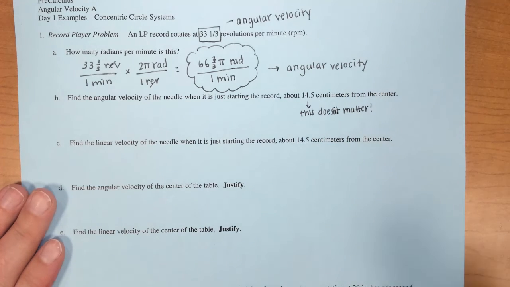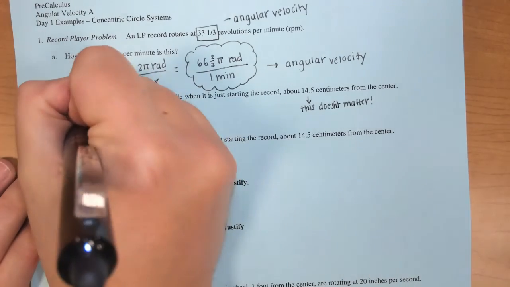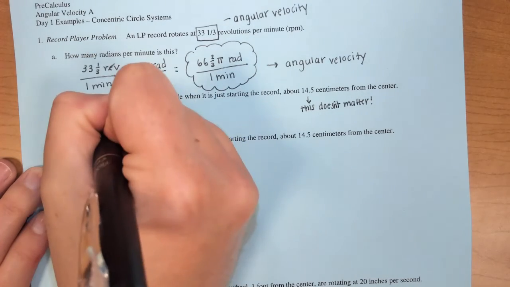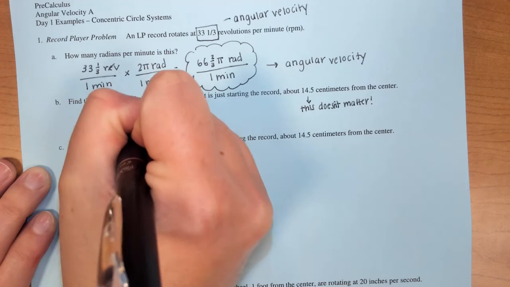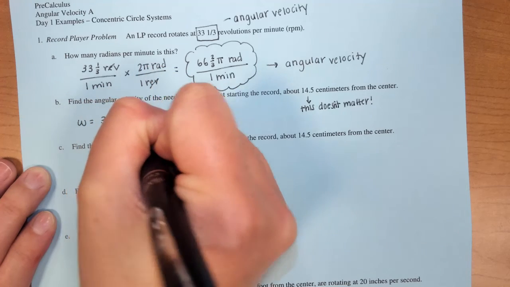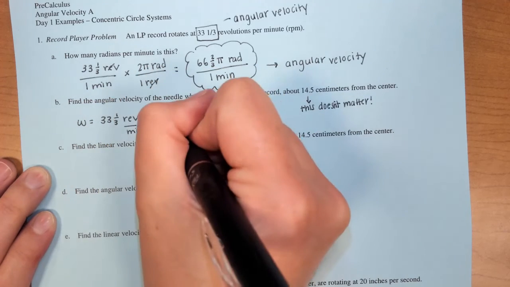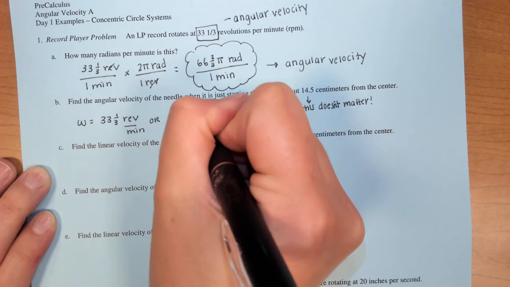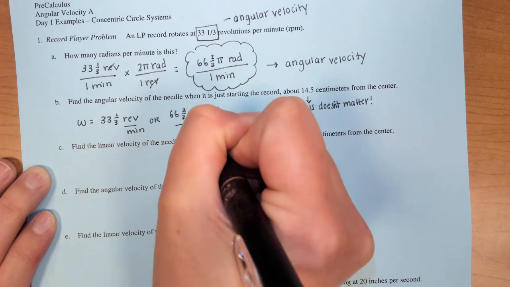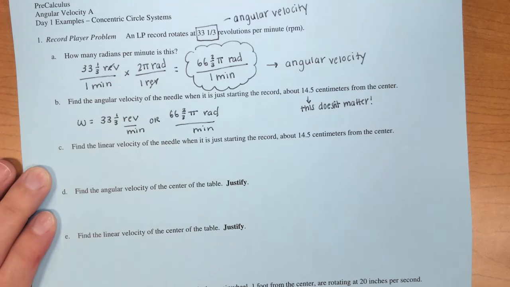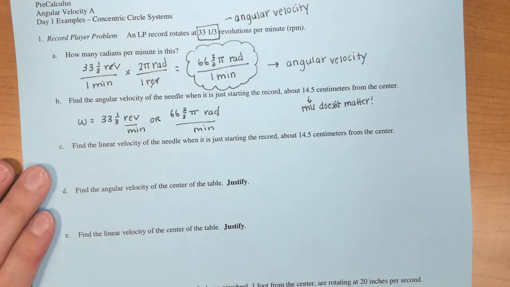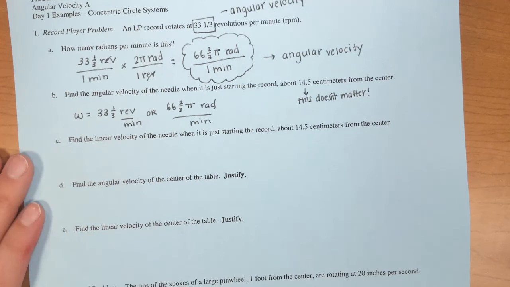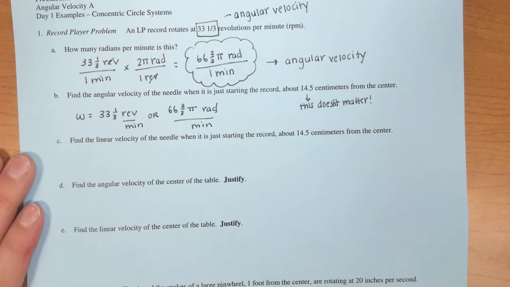All right, so what is the angular velocity? Well, the angular velocity is either 33 1/3 revolutions per minute, or we can express it as 66 2/3 pi radians per minute. Unless I specify what units you need, either of those options are valid options for the angular velocity.